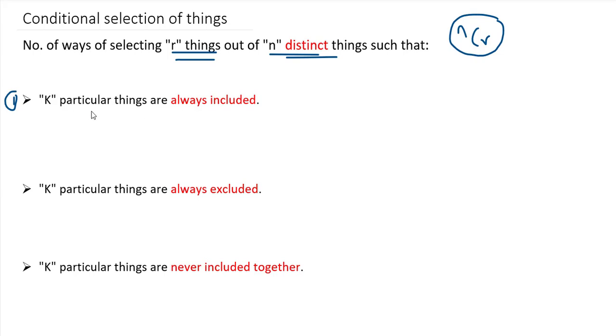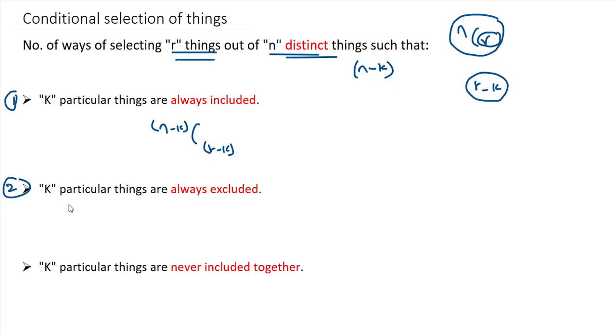Now in the first case, k particular things are always included. So out of the r things that you need to select, k things have already been selected. So now you need to select only r minus k things. Initially there were a total of n things. Out of these, k things are gone. They have already been selected. So the total number of things left is n minus k. So now you need to select r minus k things out of n minus k available things, because k particular things have already been selected. So this can be done in n minus k C r minus k ways.